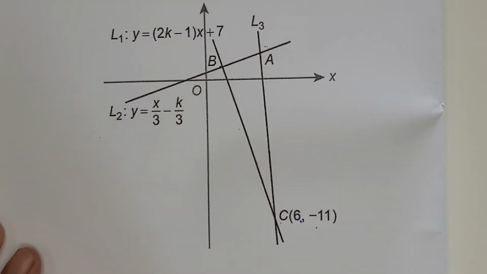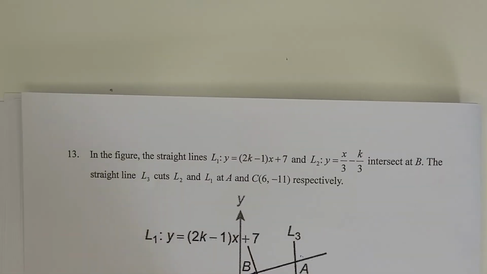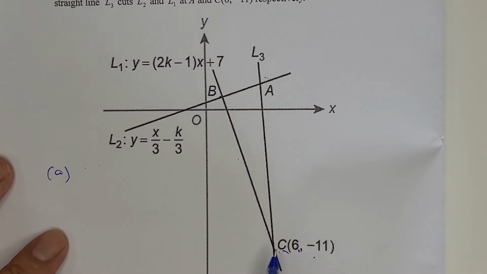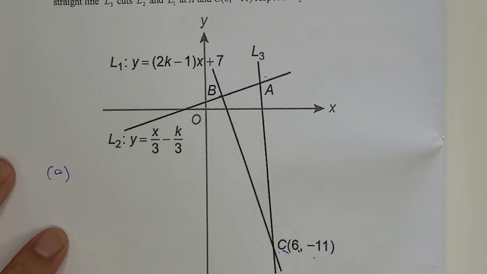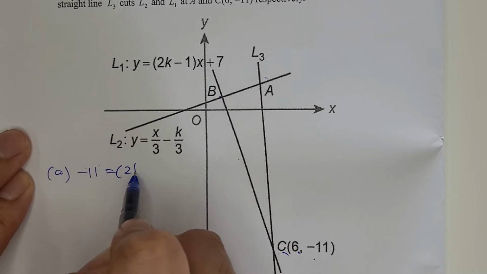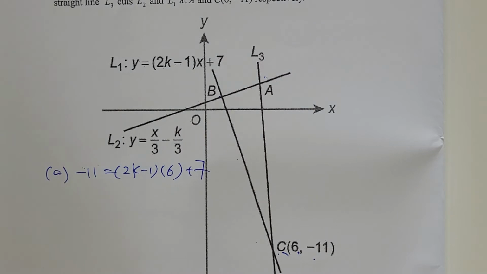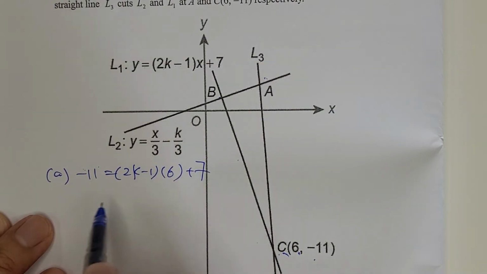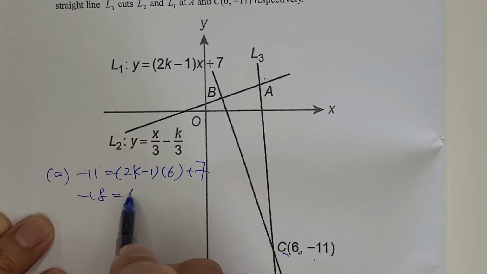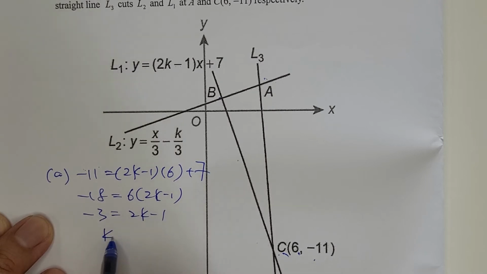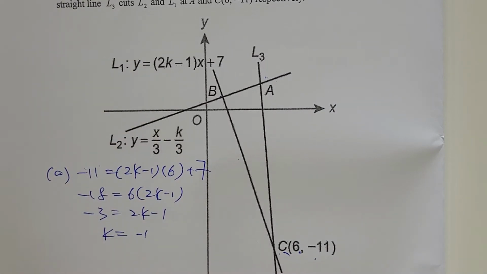Actually, quite straightforward. You can just substitute point C into equation 1. So part A, I write it here. When x equals 6, y would equal negative 11. So negative 11 equals (2k minus 1) times 6 plus 7. And you can solve k by yourself. That is negative 18 equals 6 times (2k minus 1). Negative 3 equals 2k minus 1. And k equals negative 1.